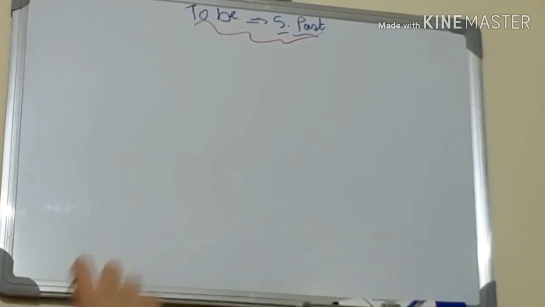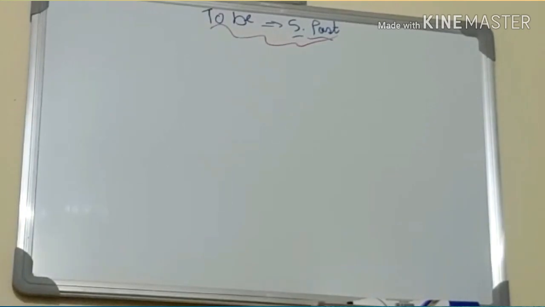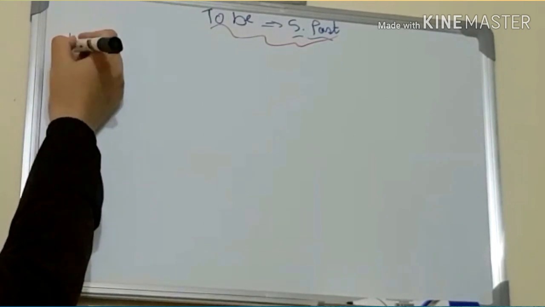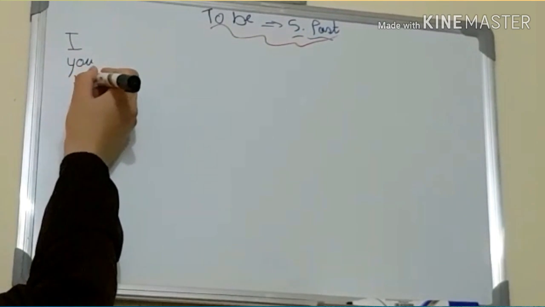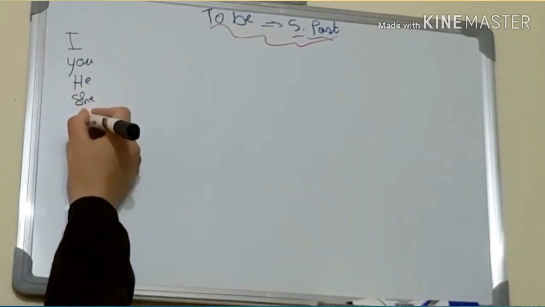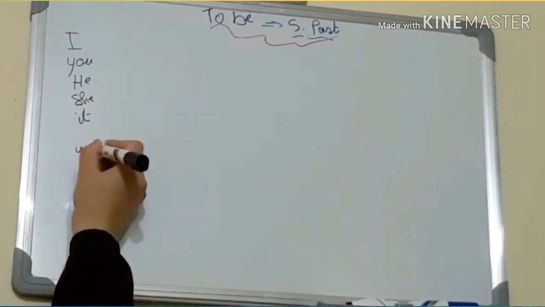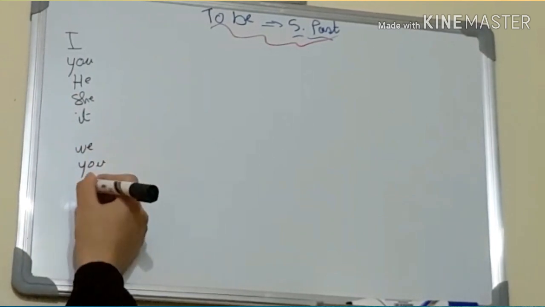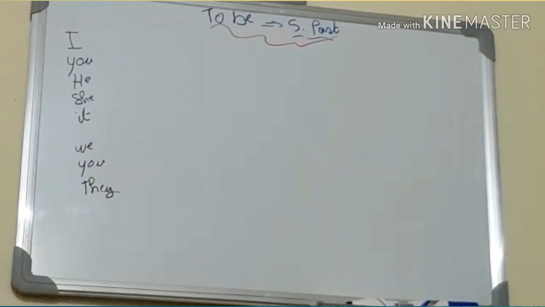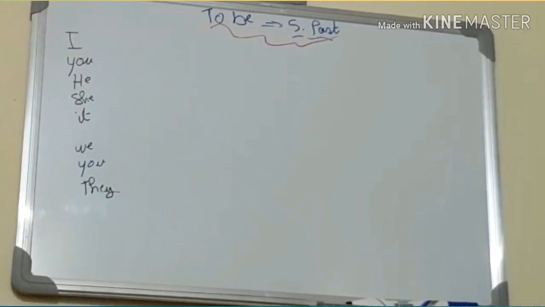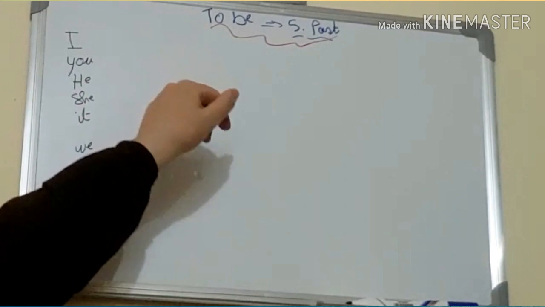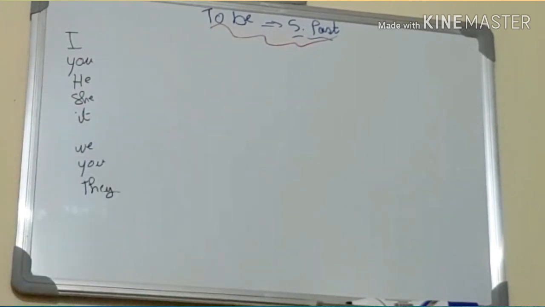First I will write the pronouns or subject pronouns. مش بنعمل في الفيديو السابق. So the subject pronouns are I, you, he, she, it, and we, you, they. Okay, so we will see what are the forms of to be in simple past with all these pronouns. Okay, so فنرى كيفية تصريف فعل to be في الماضي مع جميع هذه الضمائر.